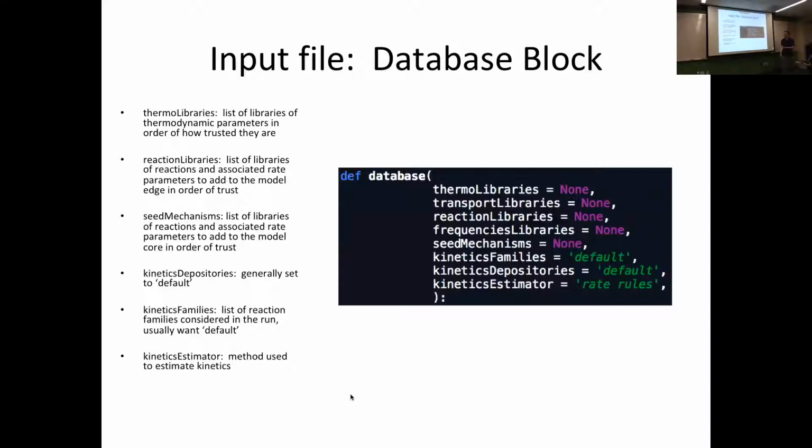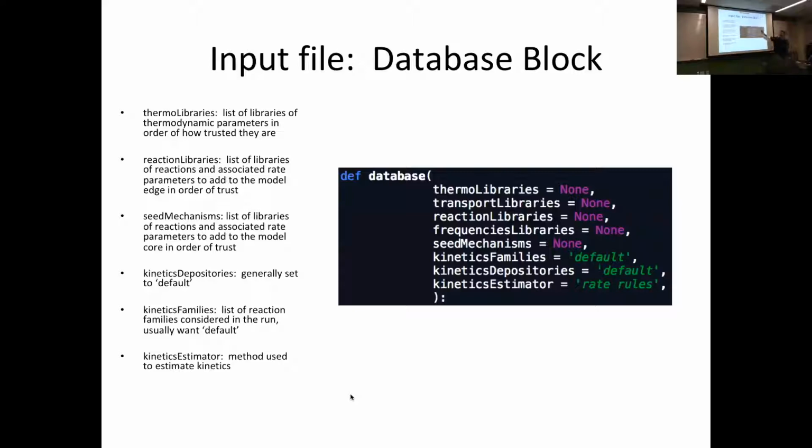First, we're going to look at the database block in the commented example. So the database block defines where RMG digs its values from, where it gets all the parameters from, where it gets thermal values, where it gets transport, where it gets reaction information, what kinetics families are used, and what kinetics estimator is used.